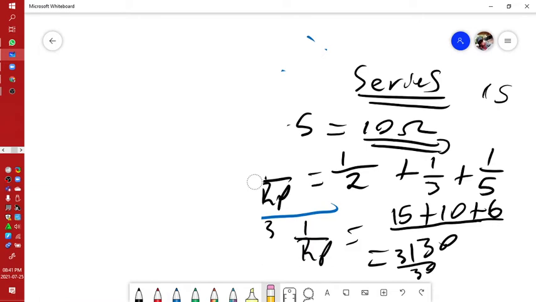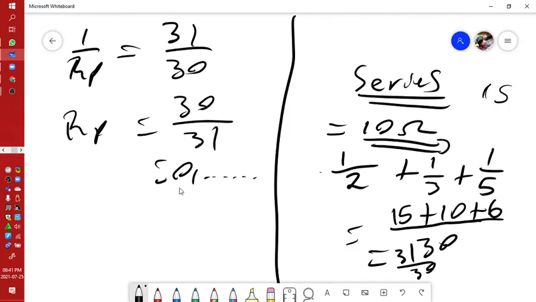Okay. Yeah, I agree. We were at RP's cost to here 31 over 30. But what you are looking for is not 1 over this, it's RP, so you invert it. So even this one you interchange it, it will be 30 over 31. Then you find the value of this. Definitely it will be 0, a certain number.